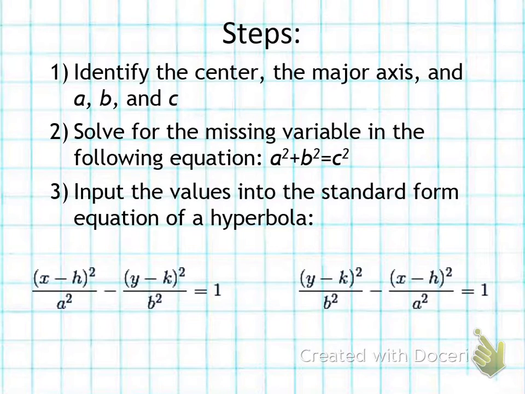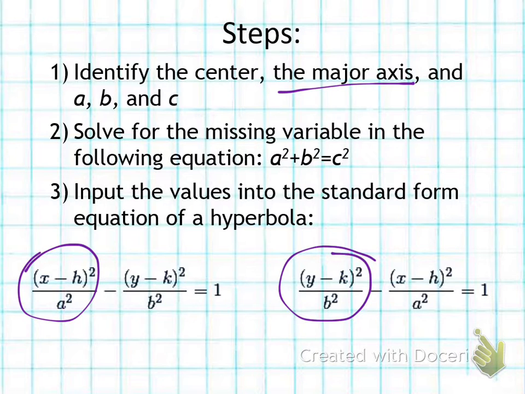First thing we're going to want to do is identify the center. They're not going to give us this. We have to find out what the center is so that we have h and k. And then we want to know what the major axis is. This is important because it tells us if x goes first or if the y part goes first.